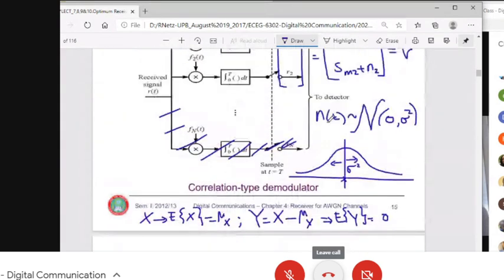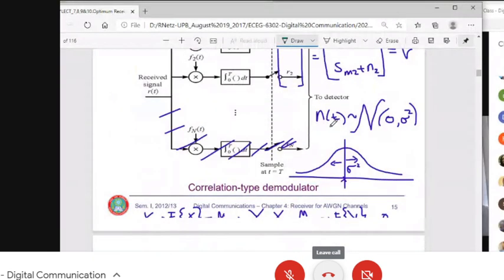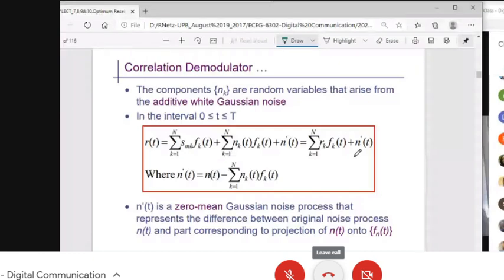With this assumption, what would be the mean of NK? The mean of NK is nothing but the mean of whatever expression you have here. The mean of n of t is multiplied by fk, which is deterministic. So if the mean of n of t is zero, then naturally the mean of NK would be zero. That's what we would be looking at next. So the conclusion: NK is random. Why? Because it is the result of projecting the noise on each of the basis functions.